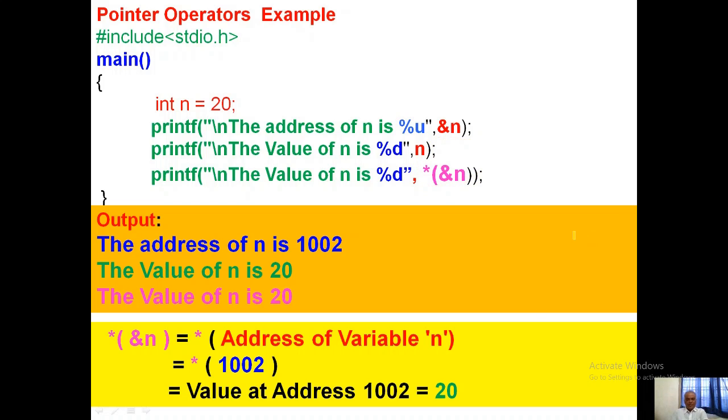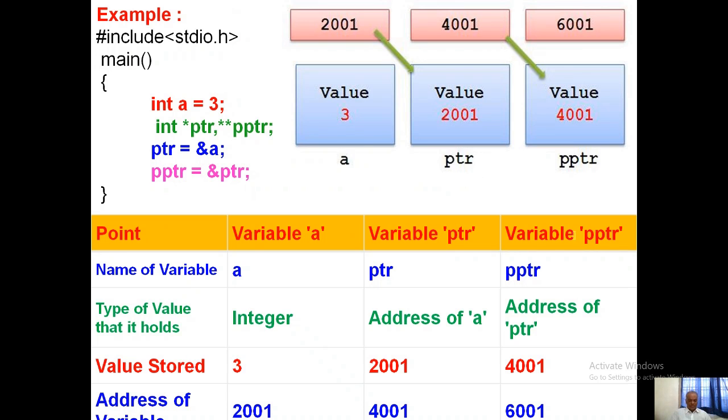Please observe carefully, as there is a little confusion. Let us look at this example, which will give a clearer idea. You would have stated int a equal to 3. So a is holding the value 3, and a must have some address. Here a's address is 2001.